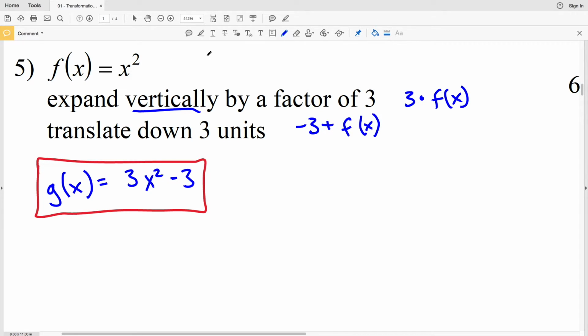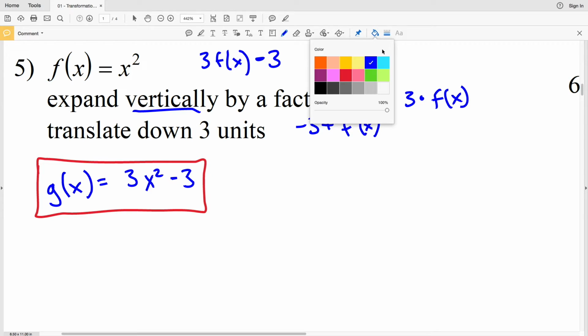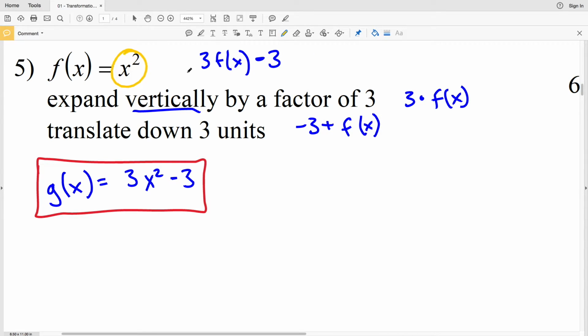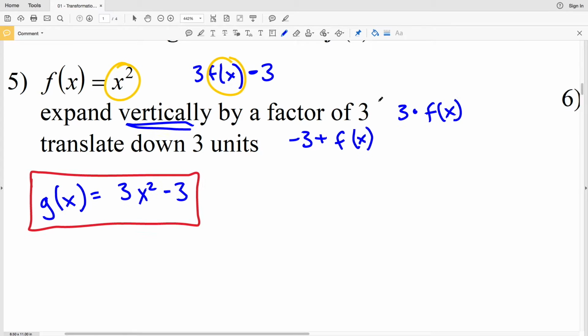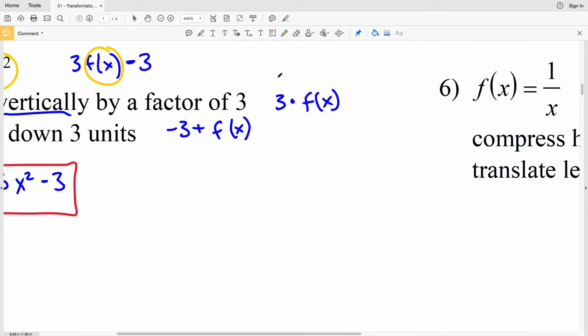So if you wanted to, we're going to be multiplying 3 by f of x and then subtracting 3. So we'll just take what f of x is, which is x squared, and plug that in: 3x squared minus 3. So again, reiterating, because we expanded vertically, we're going to be multiplying by that factor of 3. If we were compressing vertically, we would be multiplying by 1/3. Let's move on to number 6.